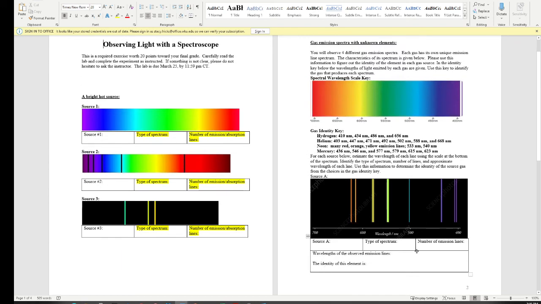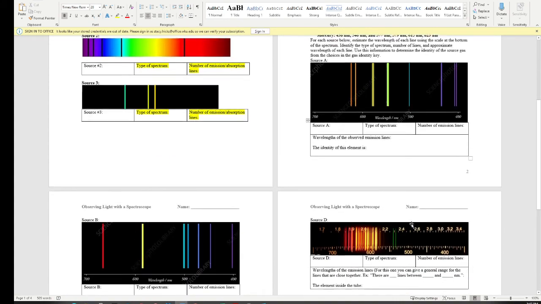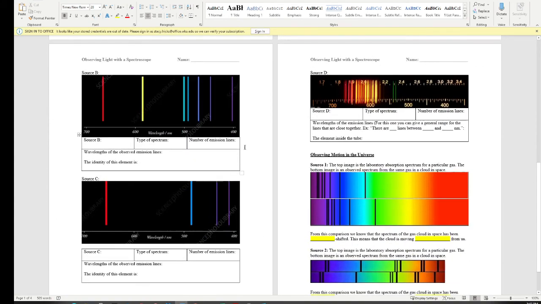So after you went through and estimated the spectral lines of what you see here in this emission spectrum, then you're going to compare it to this identity key to identify the source that caused this spectrum, right? So there's 4 of those.